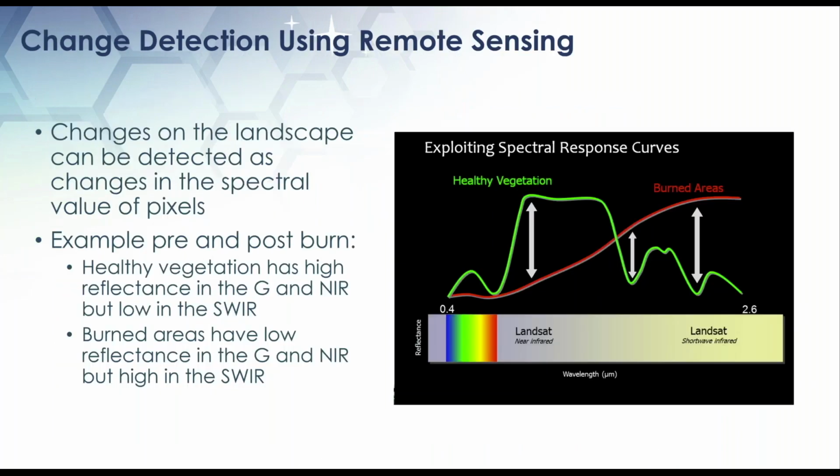The way we detect change using satellite imagery is by detecting changes in spectral values of pixels. And that's the key to this whole thing. Pixels will have different values before and after changes have occurred. In this example, we see that healthy vegetation has high reflectance in the near infrared bands, but low in the shortwave infrared bands. Burned areas are the opposite, with low reflectance in the near infrared and higher in the shortwave infrared. So you can use that information to not only detect burned areas, but also detect the severity of burns.